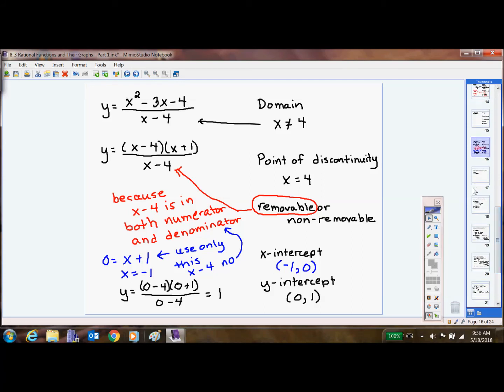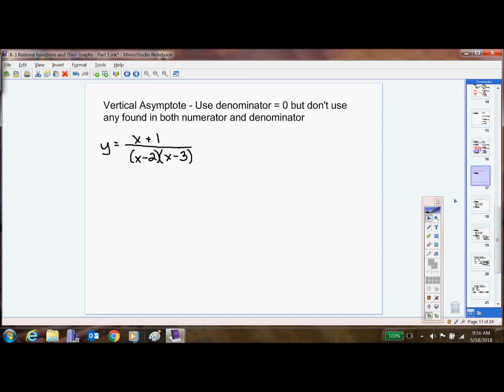Okay, we're going to move right along then and take a look at some other rules as far as how graphing goes. Vertical asymptotes are found anywhere where you would have a point of discontinuity, so we're thinking denominator, where it doesn't cancel out. So here we don't have anything canceling out, so our vertical asymptotes are going to be at x equals 2 and x equals 3.